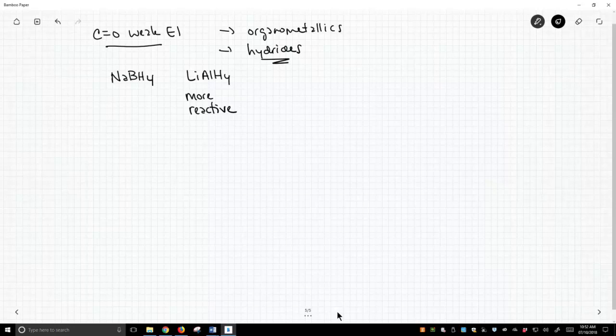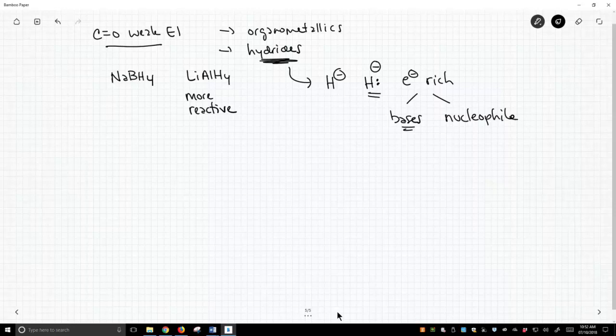So, what do these reagents do? Well, they're both sources of hydride. Hydride is H-. That's a hydrogen with a lone pair and a negative charge. That's very different from being a proton, H+. Hydrides are electron rich. Because they're electron rich, they have two properties. They can be either bases or they can be nucleophiles. And we're going to focus on the nucleophilic side of our hydride.